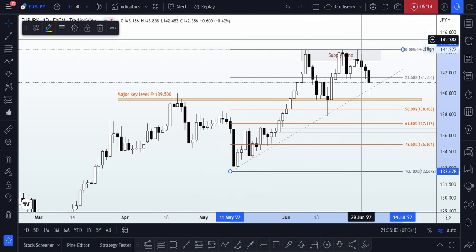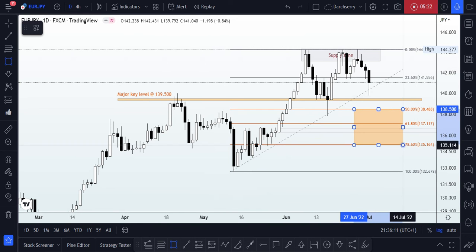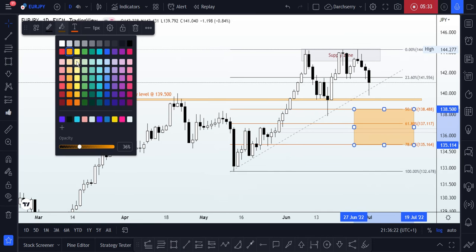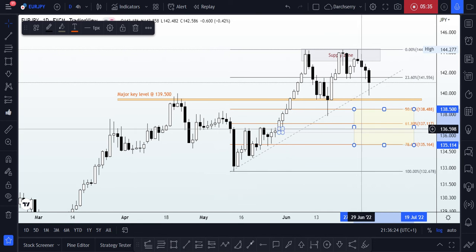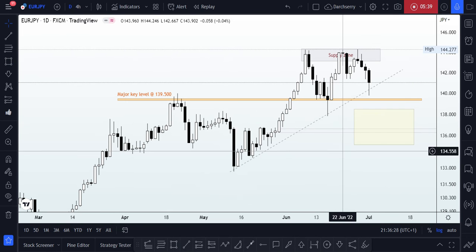If we run that, we'll be aiming at between the 50 and the 78.6% as a possible area where we might be expecting a reversal pattern that will push price to the upside with the hopes of a trend continuation. So what I want to be looking out for is this. We identify this area. So let's delete this. So what we want to be looking out for is this.